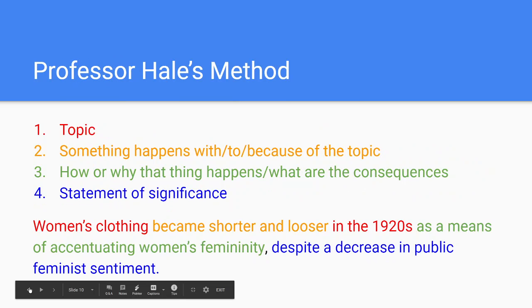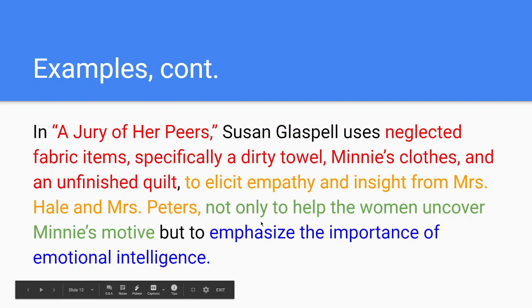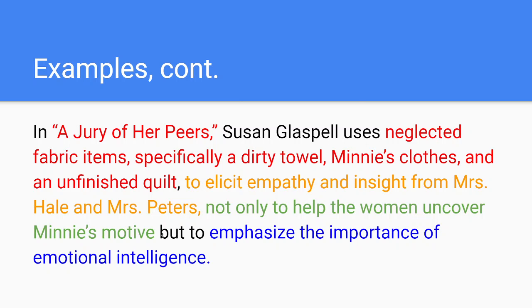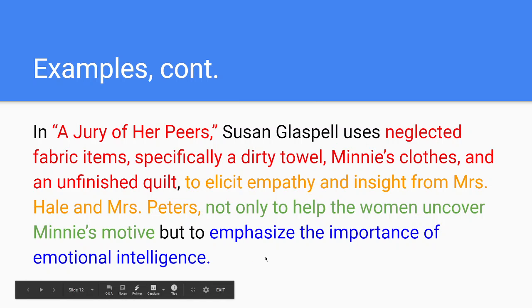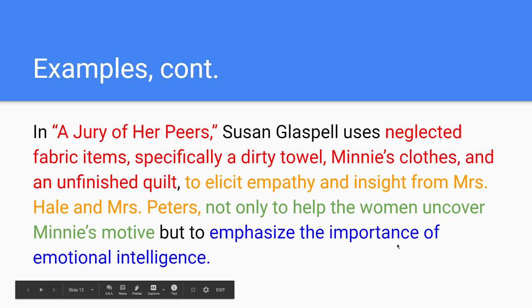Our next step, how or why did that happen? Or, what are the consequences of that? What are the results of that action? So, these fabric items are eliciting empathy and insight to not only help the women uncover Minnie's motive, so that's a result, that's a consequence. They're uncovering the secret. And then our last step is a statement of significance. So not only to help the women uncover Minnie's motive, but to emphasize the importance of emotional intelligence. So I'm letting my reader know, my topic, what's going on with the topic, what are the results of that, and then why should it matter?